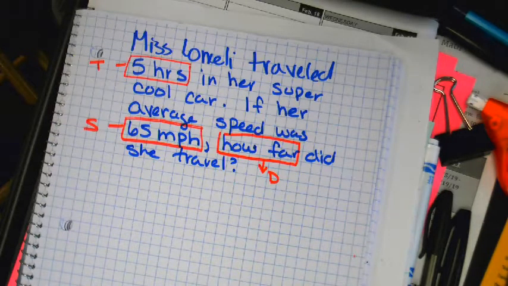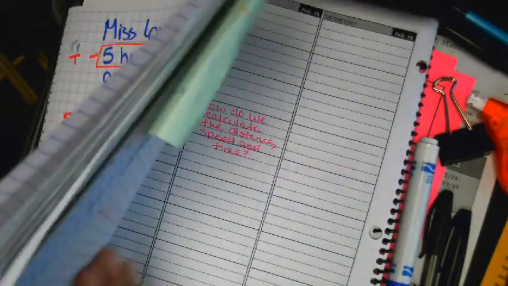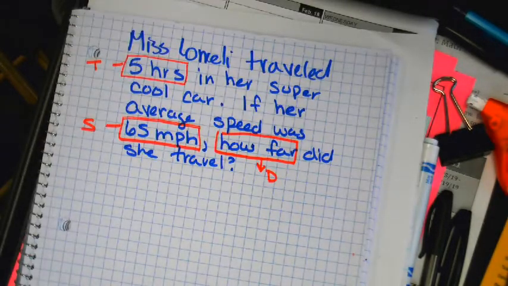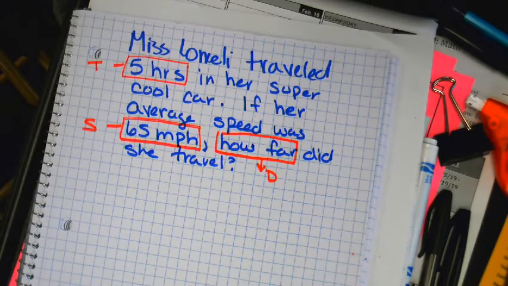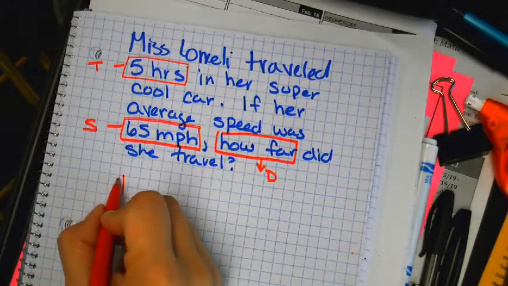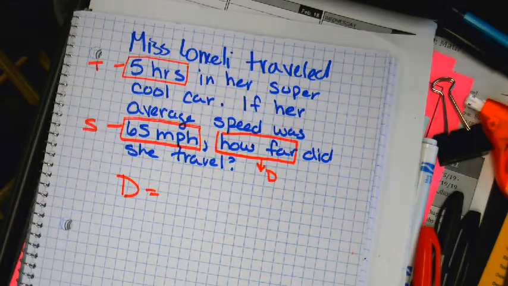Now how do I solve for distance? That's where our trusty handy-dandy triangle comes in. I'm going to teach you how to use the triangle. What are you solving for? Distance, the D. You are only going to cover the letter that you're solving for. So I'm solving for distance, so I cover up the distance. Everything else is shown. What is left over when I just cover up the D?